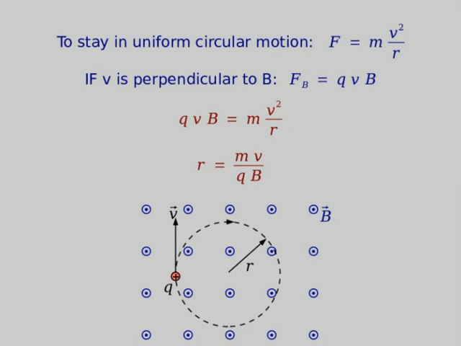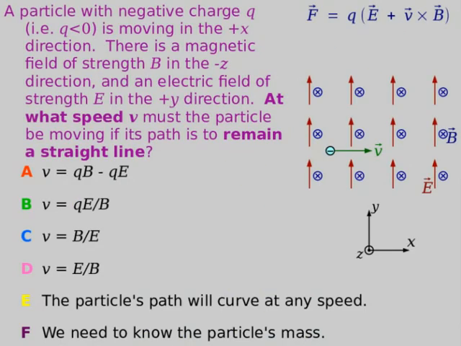That'll tell you the radius R of the circle it moves in is MV over QB. But again, that's when V is its speed if V is perpendicular to B. That's the only time that works. All right. Now, so here's this.